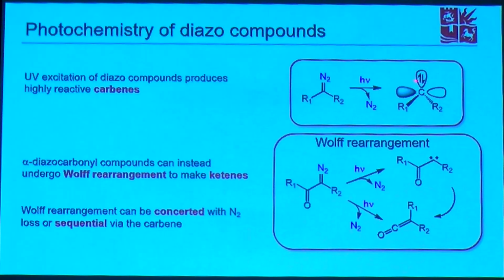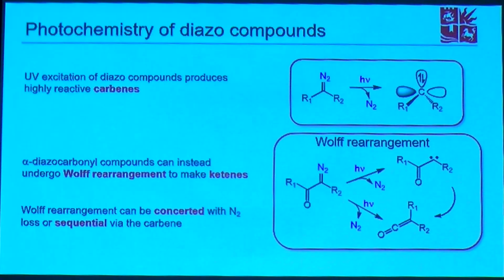So here drawn as the singlet carbene, because this is a singlet parent molecule, and spin conservation in the photodissociation will give us a singlet carbene. But there are low-lying triplets and other singlet states of this carbene species.